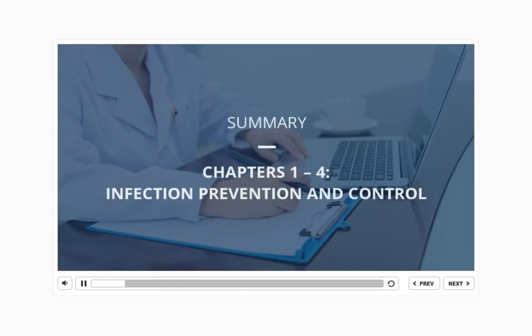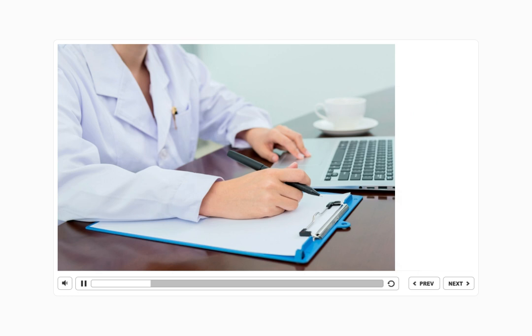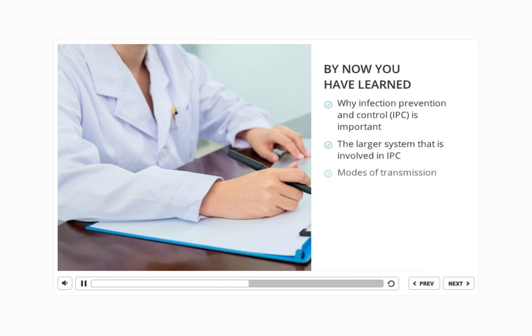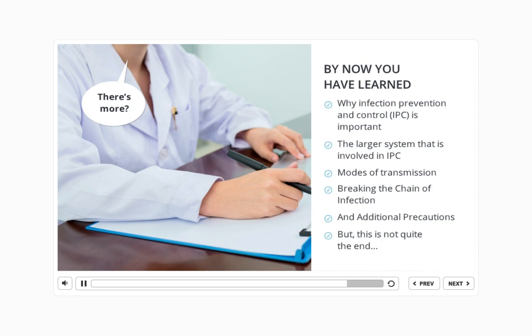Let's summarize what you have learned in these 4 chapters. Why infection prevention and control, or IPC, is important. The larger system that is involved in IPC. Modes of transmission. Breaking the chain of infection. And additional precautions. But this is not quite the end.